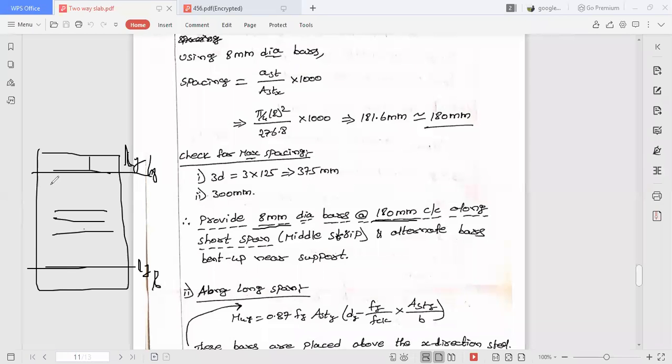Let us assume this is the line dividing edge strip and middle strip. The rest is all middle strip. So provide all these 8 mm bars at the rate of 180 mm center to center in the middle strip only.